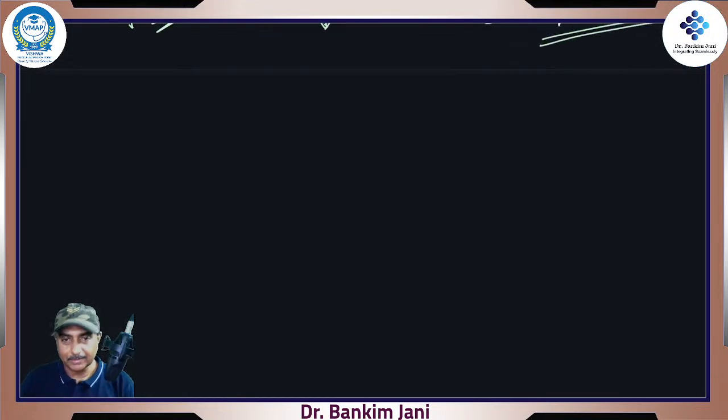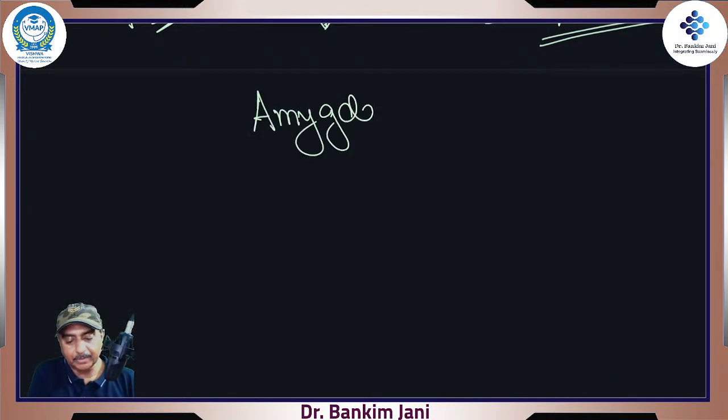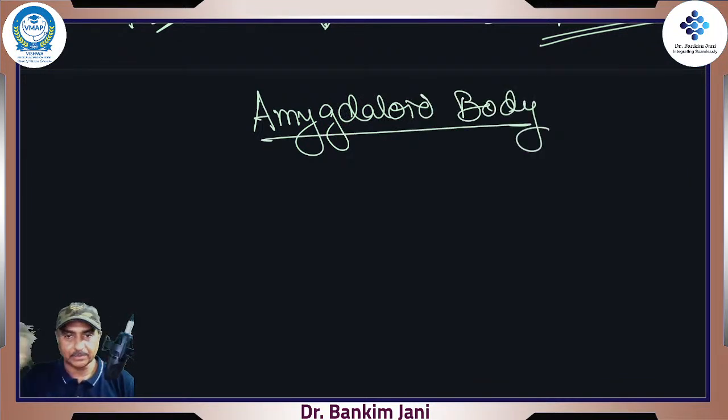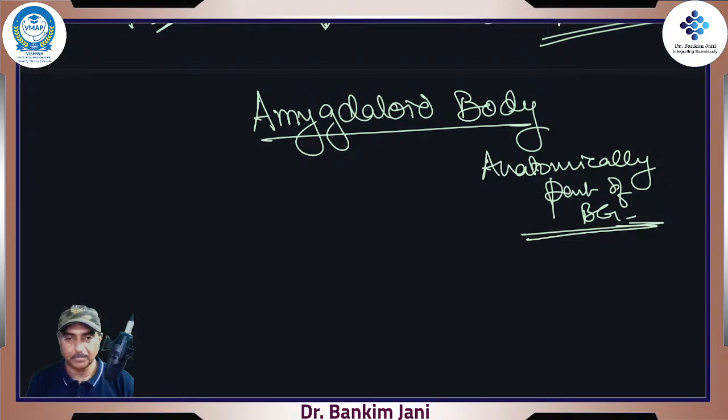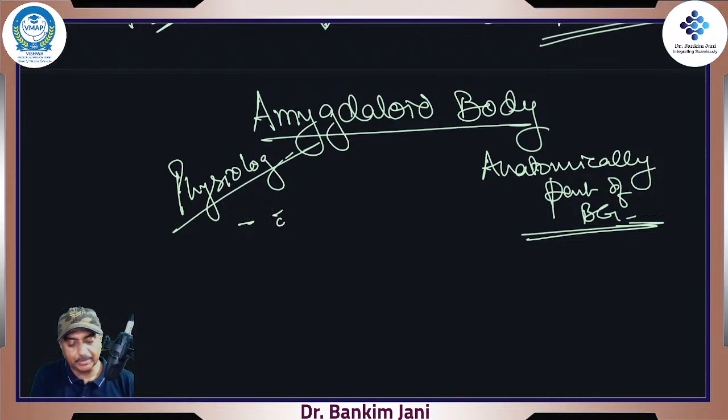No, there are two parts, right? But we'll come to that. Amygdaloid body. This amygdaloid body, which is on the tip. Anatomically, it is part of the basal ganglia, but it is only anatomically part of BG. As such, its function is related to the limbic system. So physiologically, it is associated with the limbic system.